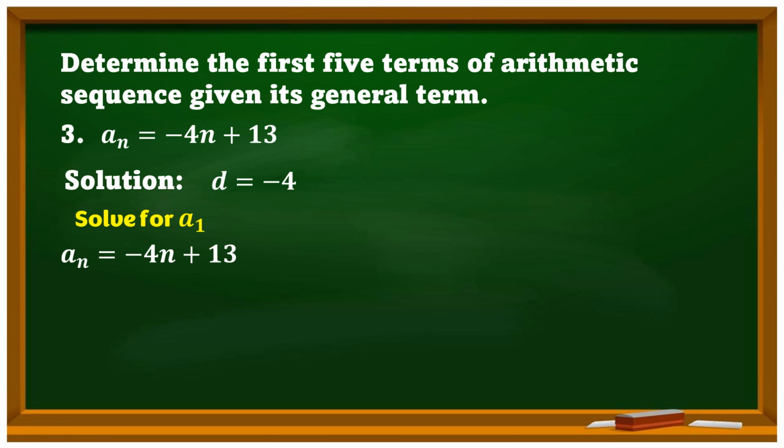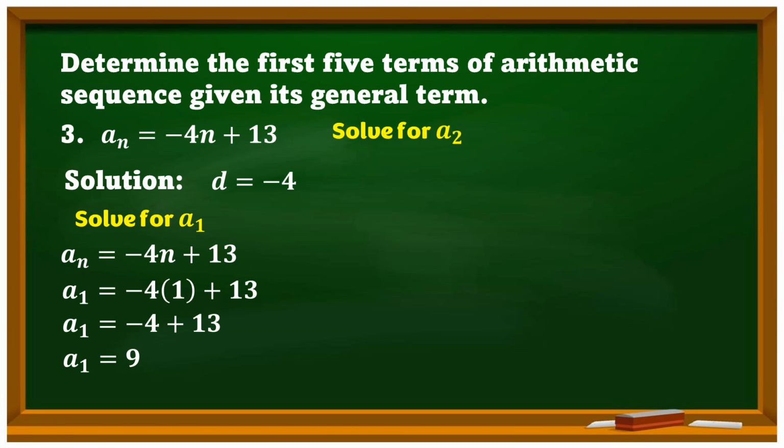And we're going to substitute the value of n into 1. So we have a sub 1 equals negative 4 times 1 plus 13. Negative 4 times 1 is equal to negative 4. And negative 4 plus 13 is equal to 9. So the first term of the given sequence or arithmetic sequence is 9.